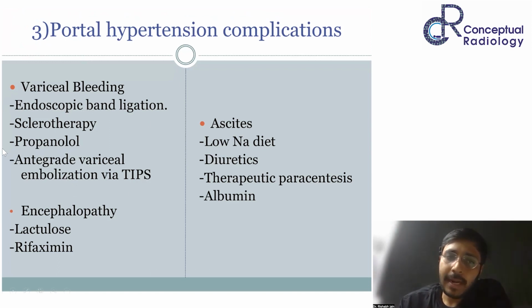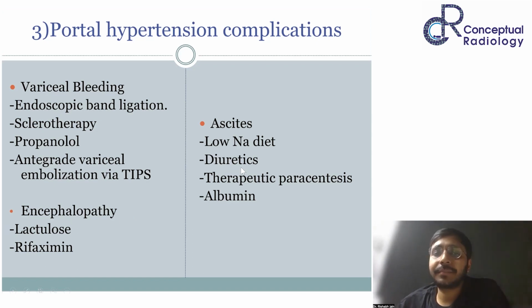If you are planning to do a TIPS and the patient is decompensated with an acute variceal bleed, through the TIPS stent also, you can cannulate the left gastric vein and embolize the varices as well. That is known as antegrade variceal embolization through the TIPS stent. Now, if the second complication is encephalopathy, you treat encephalopathy by medical management. So, anti-coma measures, what comes in anti-coma measures? Lactulose and rifaximin antibiotic.